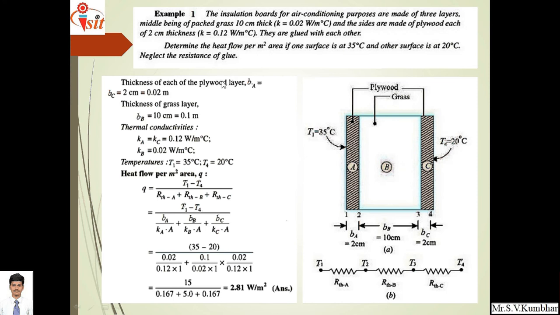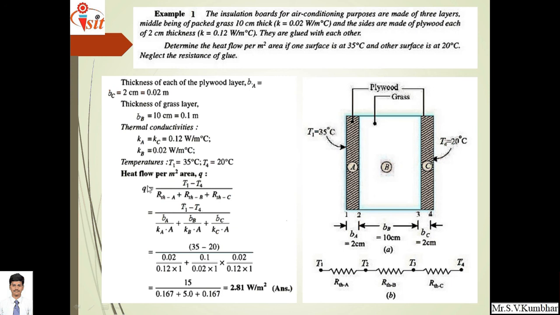Thickness of each plywood, BA and BC, is 2 centimeter, meaning 0.02 meter. The thickness of the glass layer is 10 centimeter, that is 0.1 meter. Thermal conductivity of Ka and Kc is equal to 0.12 watt per meter degree centigrade, and thermal conductivity of glass is 0.02 watt per meter degree centigrade. Temperature T1 is 35 degrees centigrade, temperature T4 is 20 degrees centigrade.